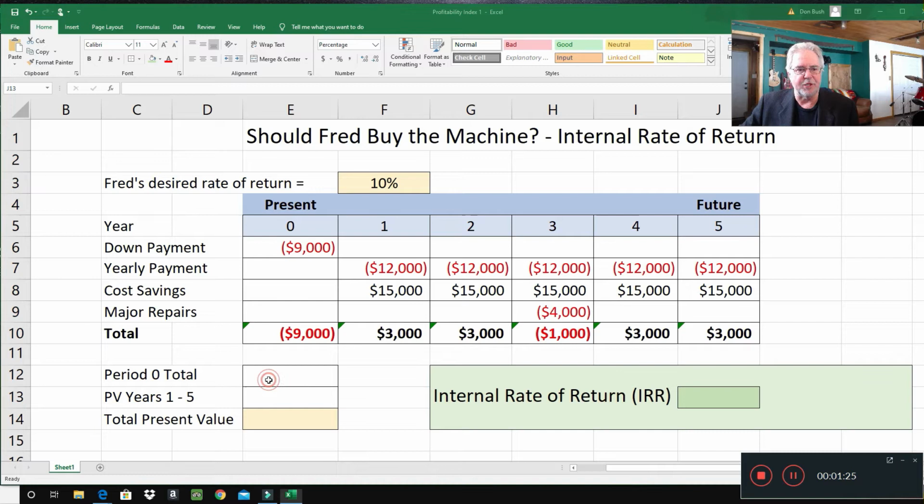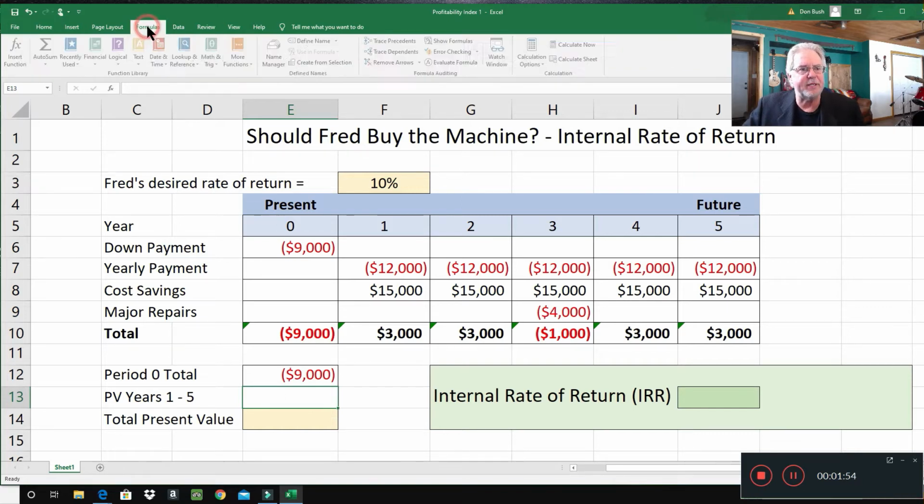So let's first find out the present value like we've always done here. The first thing we're going to do is drop down this $9,000 into place here. This $9,000 is already at its present value. We don't need to do anything to it. Next, we need to find the present value of years 1 through 5. So here we go. We have to have the computer help us out.